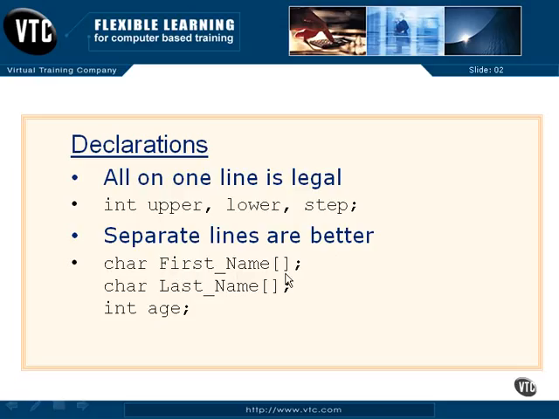It is better coding practice in C to use separate lines. We have character, first name, this is an array that we'll see a little later with the brackets. So we have a number of characters put together there. We haven't said how many yet, but we're just getting set to be able to do that. And here's a character last name, another array. Here's an integer age. Again, no initialization, just declaration of the variable.